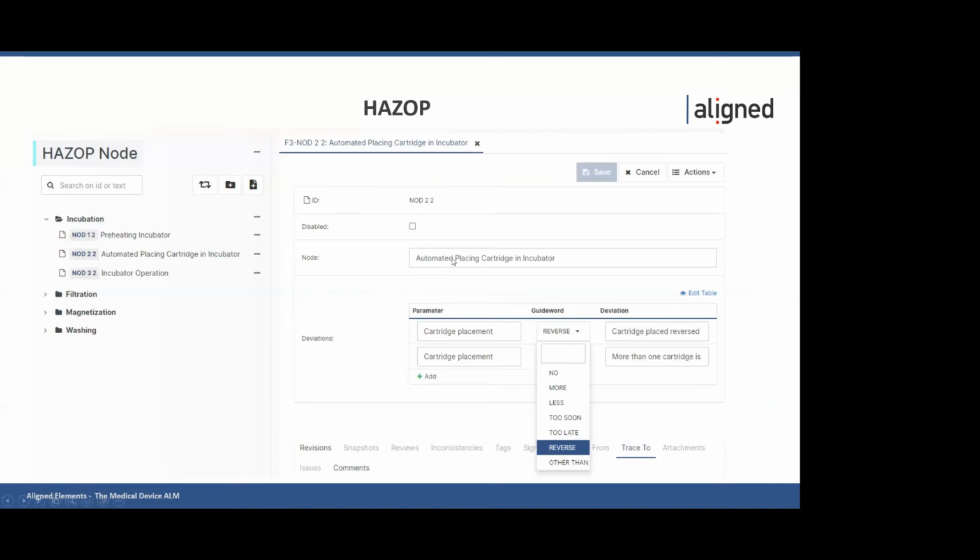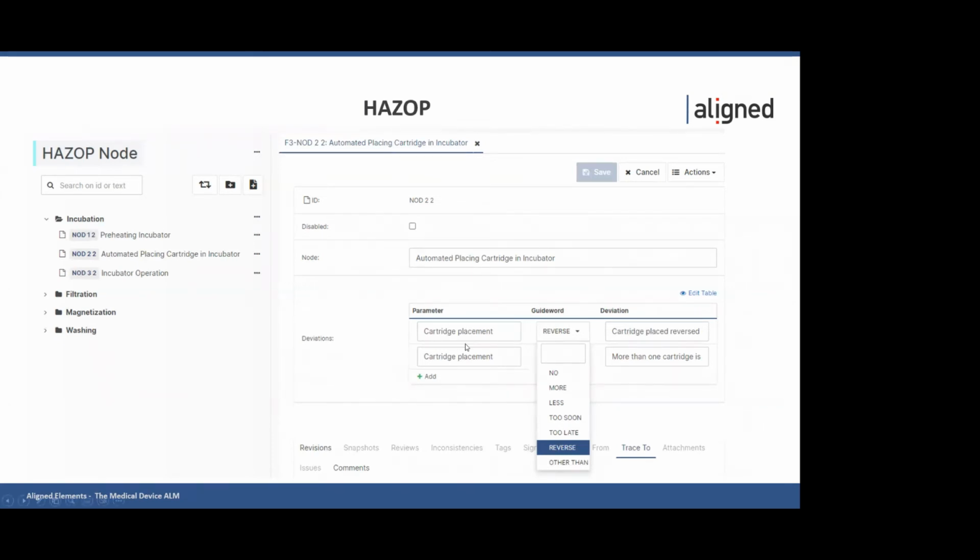And then you can use these individual steps as your HAZOP nodes and look at, okay, what I took one example here of automated packaging cartridge in an incubator. So we have an incubator, and in that incubator, we want to put a cartridge, and in the cartridge there are blood samples, right? So the cartridge with the blood samples goes into the incubator. What could possibly go wrong here?